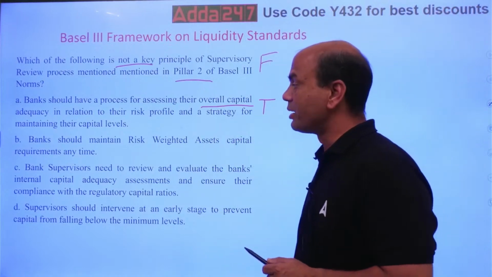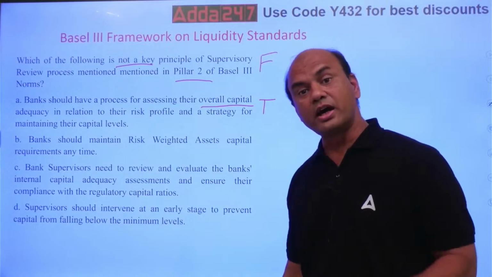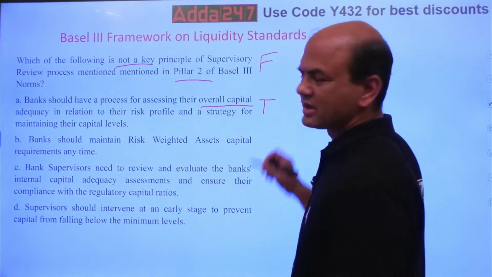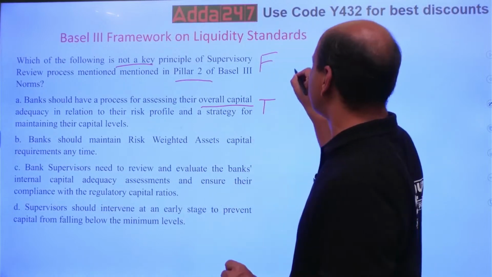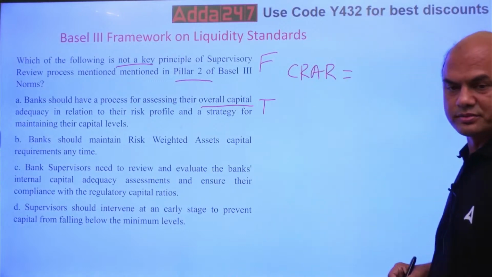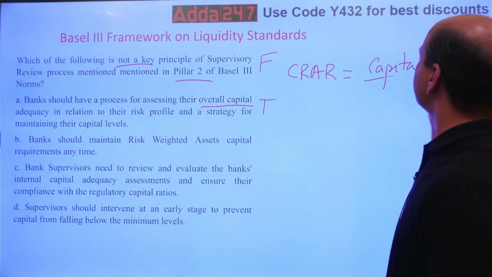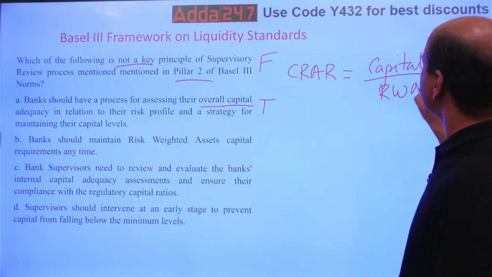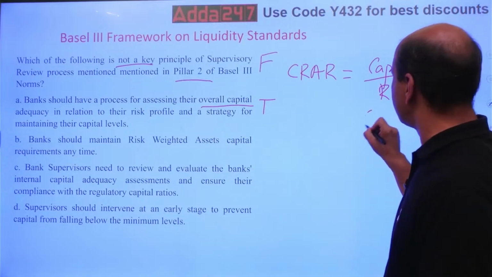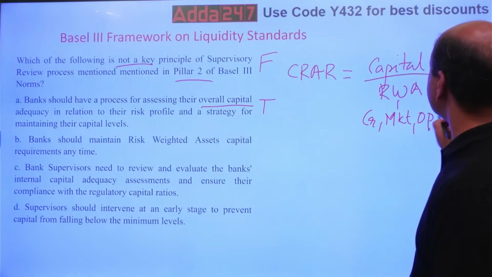Next one. Bank should maintain risk-weighted assets capital requirement at all times. So the RWA process, risk-weighted. What is RWA? Firstly, understand. Under Basel III, I told you 4 ratios are there. One ratio is CRAR, a very, very important ratio, or we call it Cook's ratio. So capital upon RWA, risk-weighted assets. RWA basically has 3 types: credit, market and ops. These are the 3 types of your RWA.